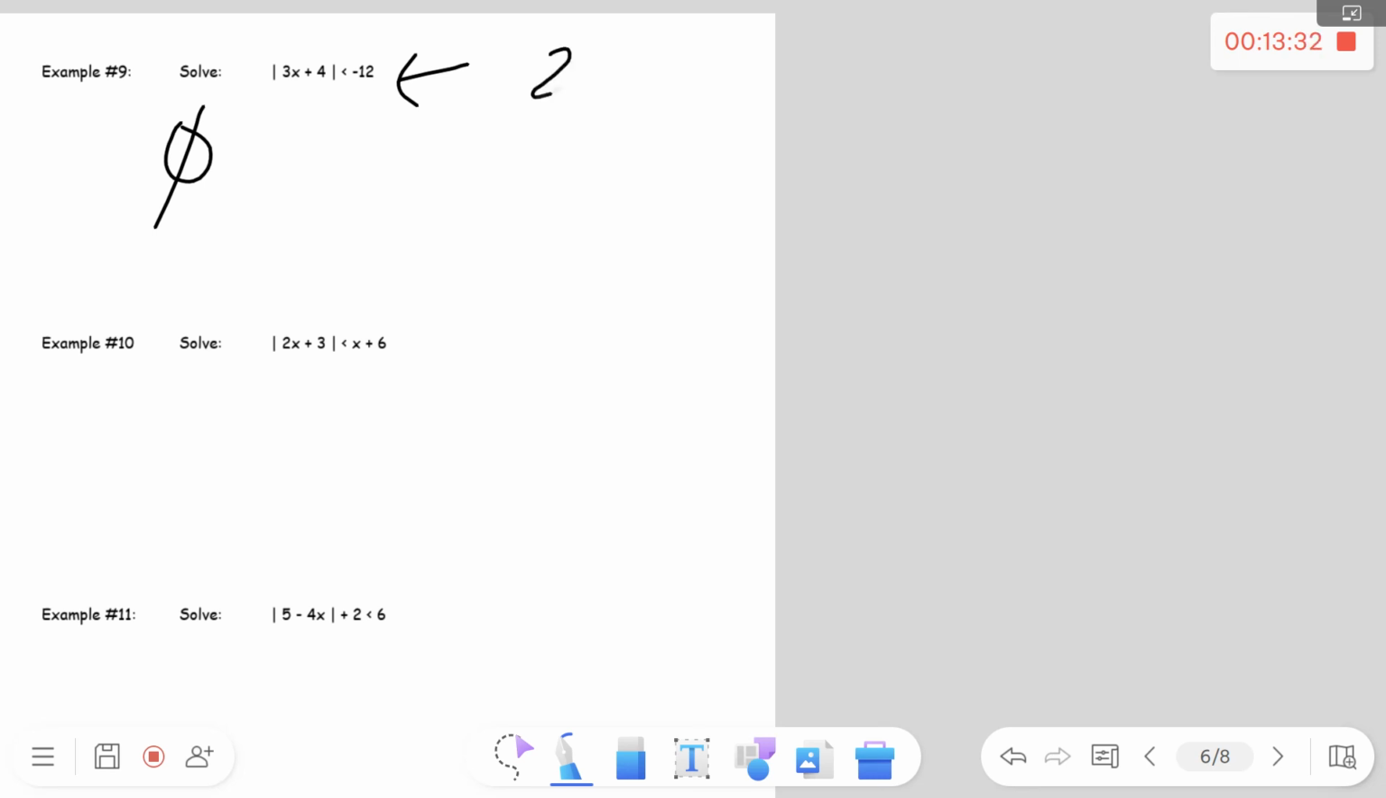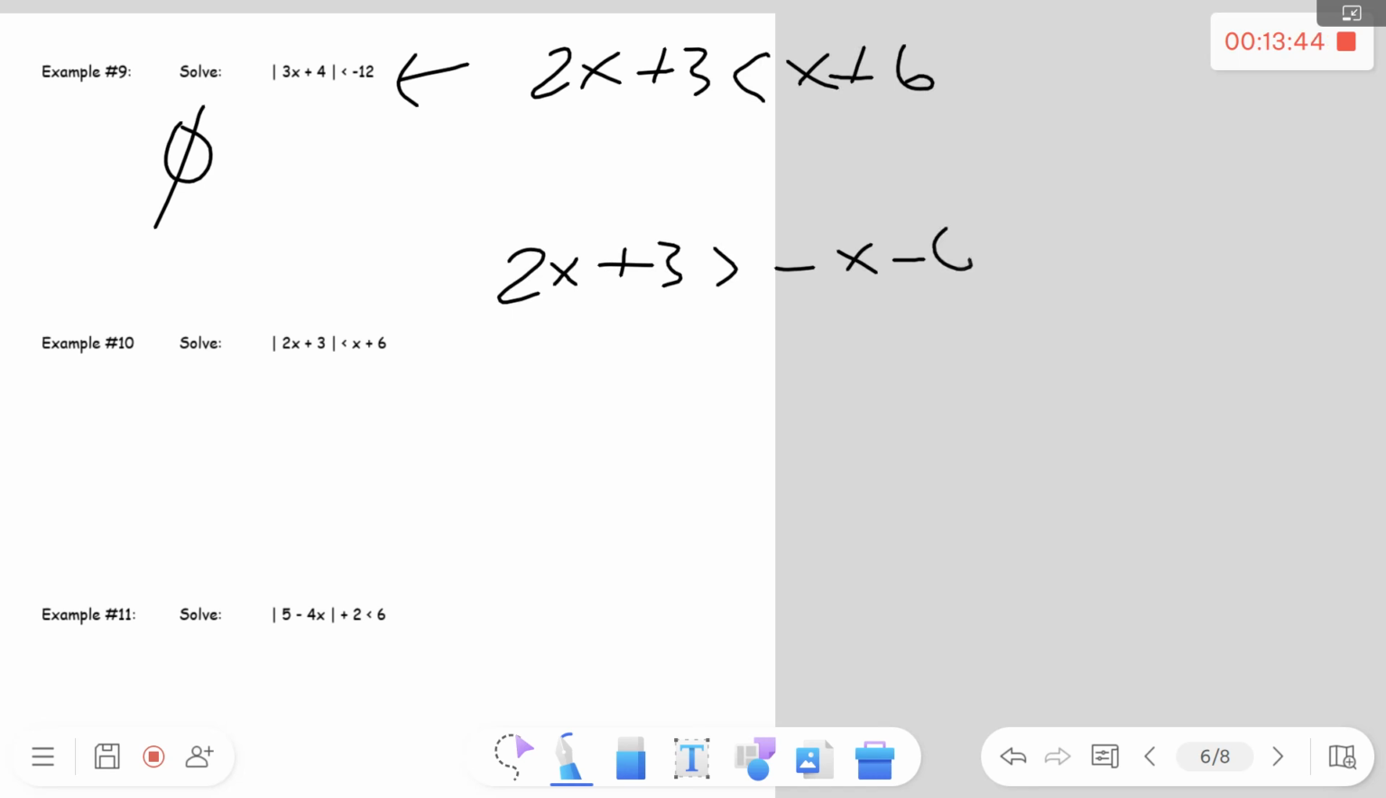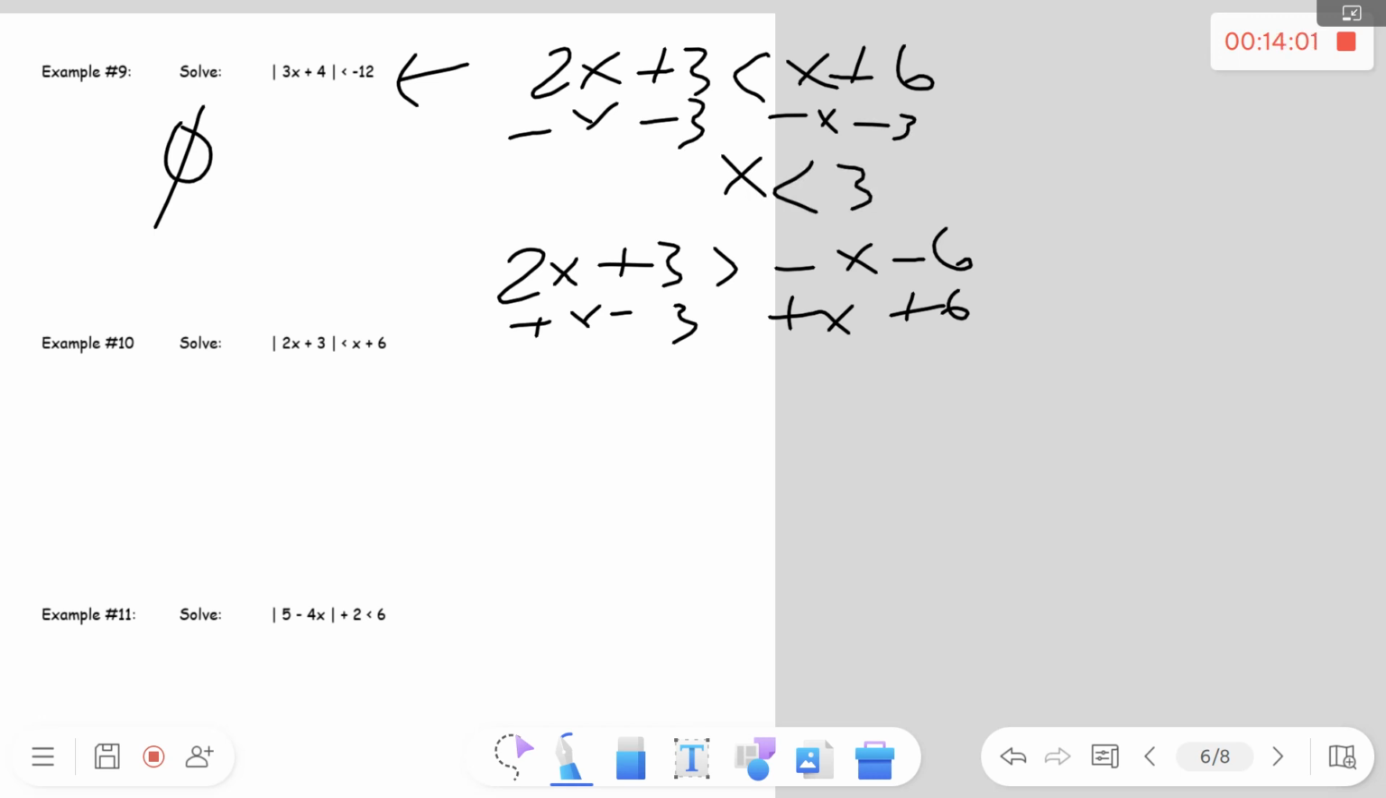Because if I do this, it's 2x plus 3 greater than x plus 6, but it's also 2x plus 3, or excuse me, 2x plus 3 less than x plus 6, and then greater than negative x minus 6. I must negate everything. So as I start moving pieces around, subtract that x, subtract that 3, x is going to be less than 3, but here 3x is going to be greater because this is a 3, excuse me.